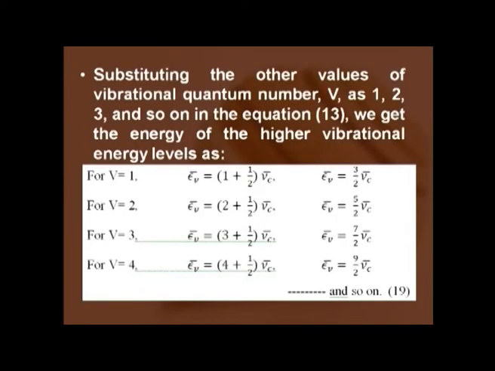Substituting the other values of vibrational quantum number V as 1, 2, 3 and so on in equation 13, we get the energy of higher vibrational energy levels as shown. For V equals 1, E bar V comes out to be 3 by 2 nu c bar. For V equals 2, E bar V is equal to 5 by 2 nu c bar. For V equals 3, E bar V is equal to 7 by 2 nu c bar. For V equals 4, E bar V is equal to 9 by 2 nu c bar and so on, as shown in equations 19.